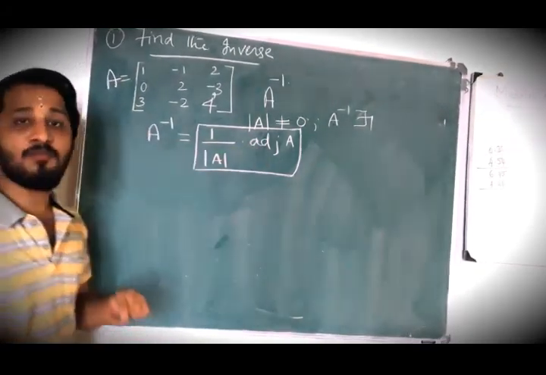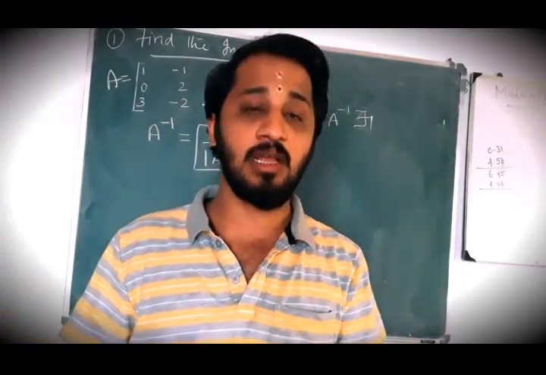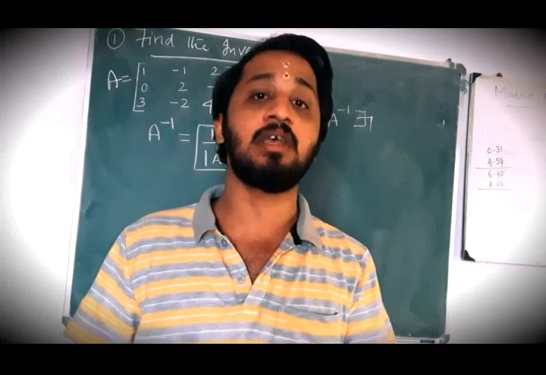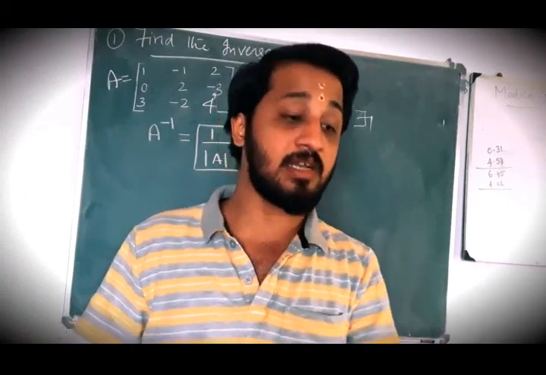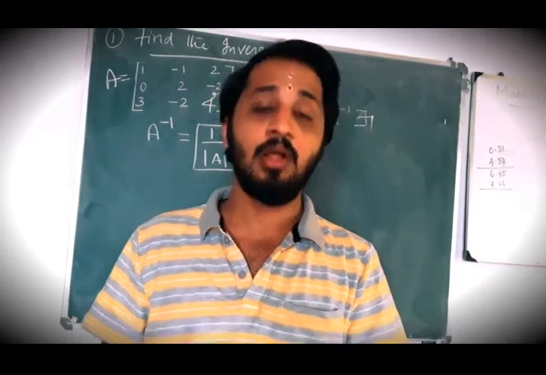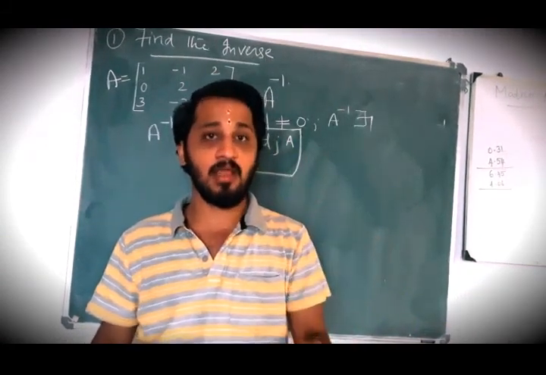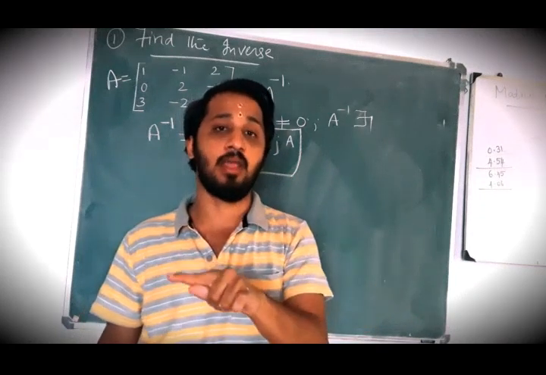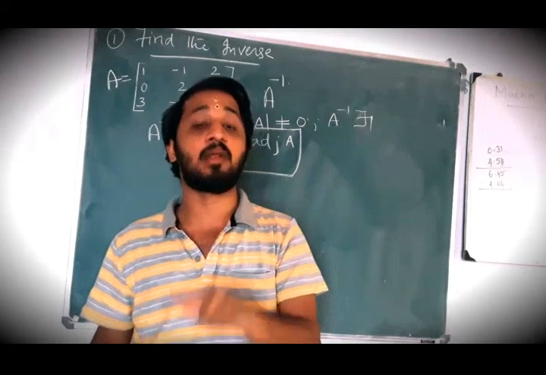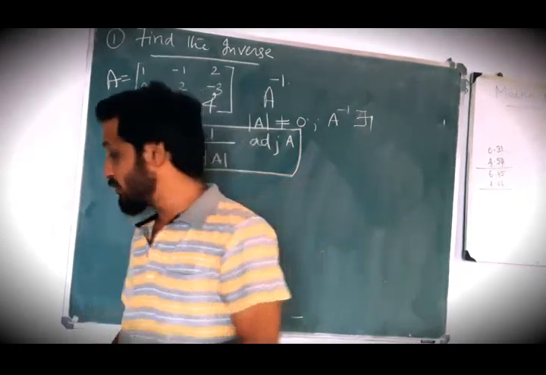So, if you want to find the inverse of any matrix, first you have to check whether the given matrix is non-singular or not. If it is non-singular, that means determinant A is not equal to 0, then A inverse exists. To find A inverse, the formula is 1 by determinant A into adjoint A, where adjoint A is nothing but the transpose of the cofactor matrix. Is it clear? Let us move on to this problem.